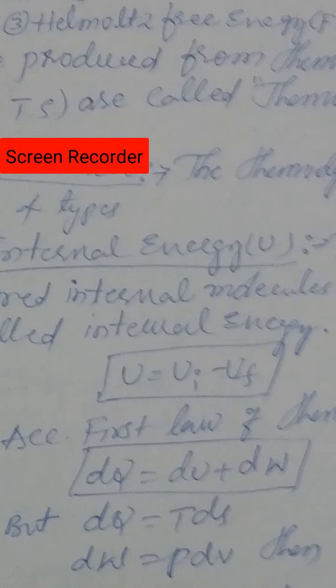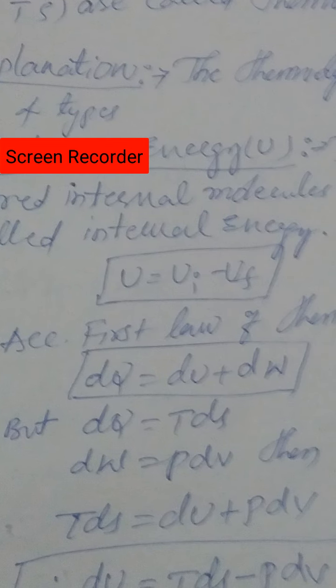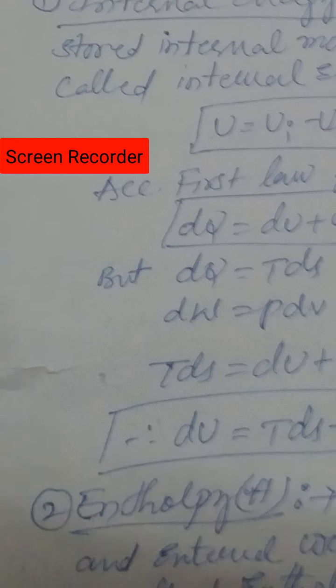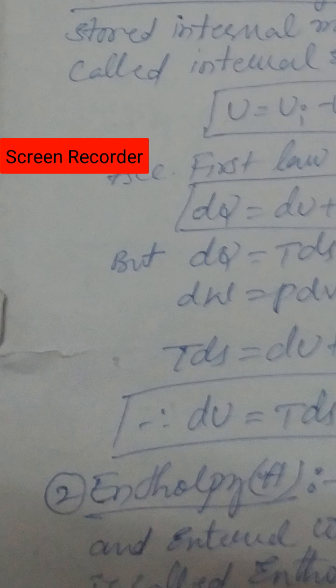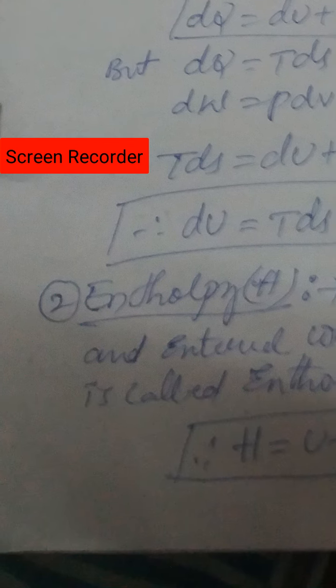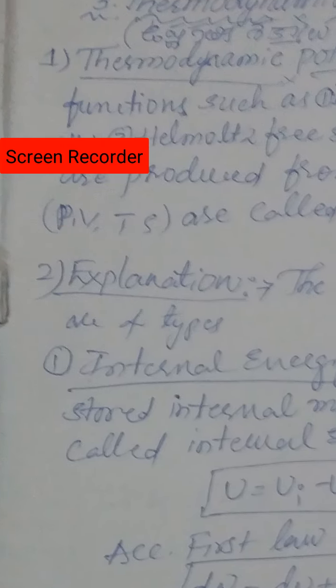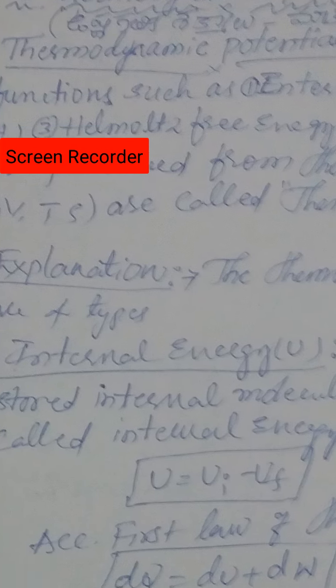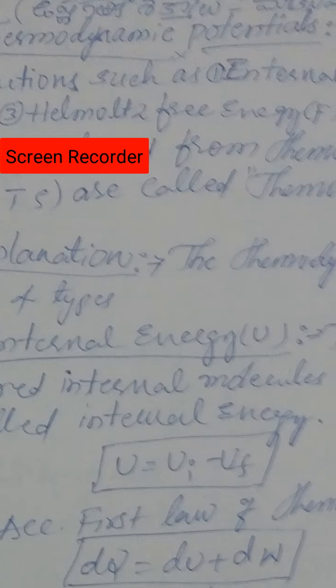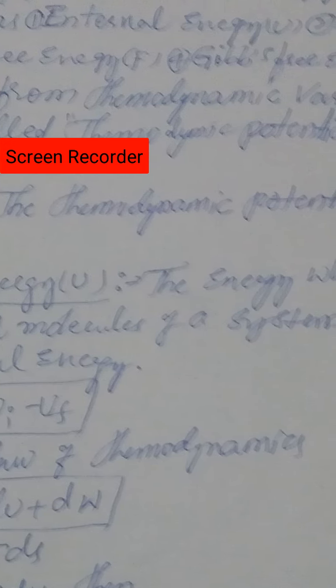So what is meant by internal energy? What does it indicate? And next, what is the meaning of enthalpy? How is this enthalpy used to determine the heat transmission? The third is Gibbs free energy and Helmholtz free energy. So now let us take them one by one. The first is internal energy. What is the internal energy?